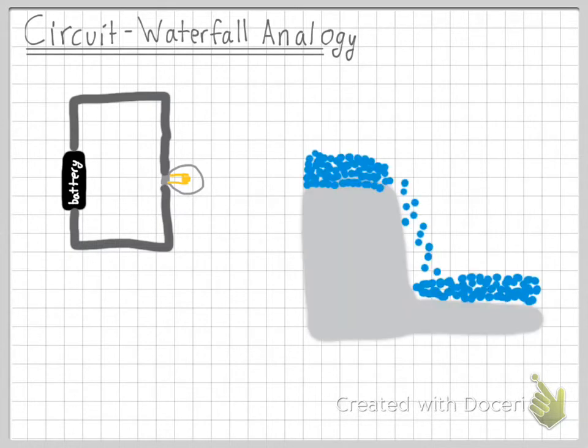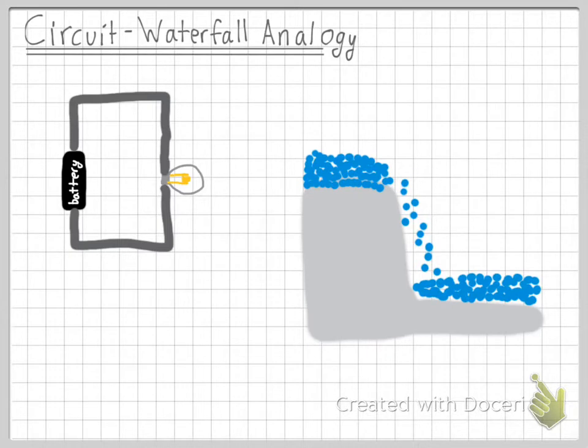like a waterfall. So in this waterfall, water begins at the top of the waterfall and falls to the bottom of the waterfall. We assume that water molecules in the waterfall are like electrons moving in the circuit. So both electrons and water molecules are the circulating objects.